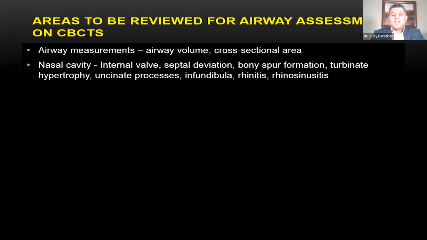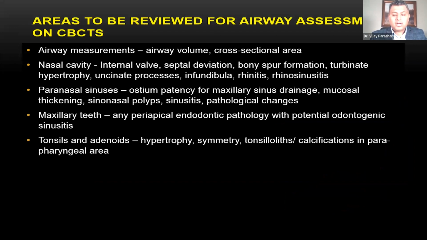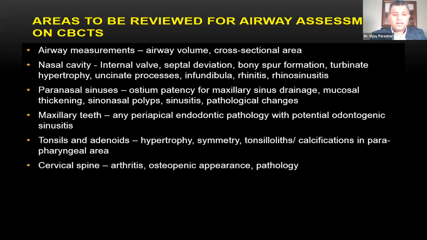So what are some of the areas that we should review when we are doing airway assessment? I have been asked by a lot of practitioners, what all do I report? What all do I look at when I'm creating a report for airway evaluation? For sure, if I'm creating a report for airway evaluation, I will give you the airway volume, I'll give you cross-sectional area measurements, and I will show you what those are and what the clinical significance of those is. I'll talk about the nasal cavity. We should look at the internal valve, if there is any septal deviation, if there is any bony spur formation, what the changes are, if any, with turbinates, and I will show you examples of all of these.